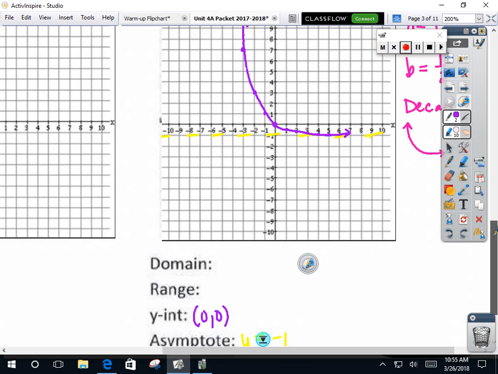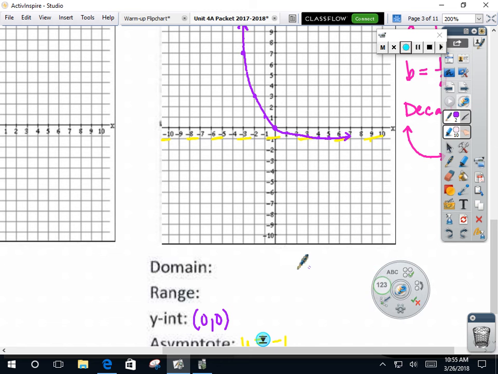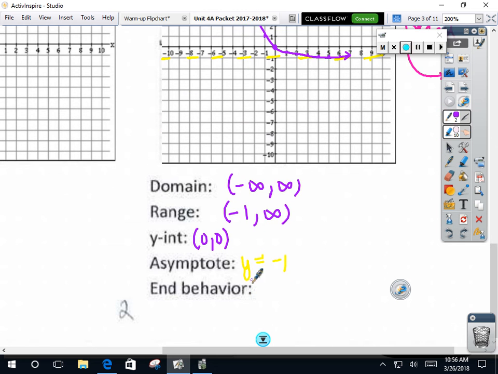Okay, so what is the domain of that? Correct. It goes left forever and right forever. What about the range this time? Negative 1 up to infinity. Remember, for range, you always do how far down it will go, then how far up it will go. Okay, and then for end behavior, as you go the left side of the curve, the y's are all approaching infinity. They're going up on the left side. But as you go the right side of the curve, the y values are all approaching the asymptote at negative 1.